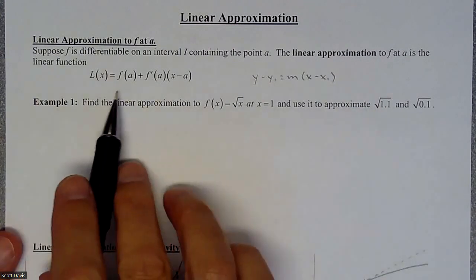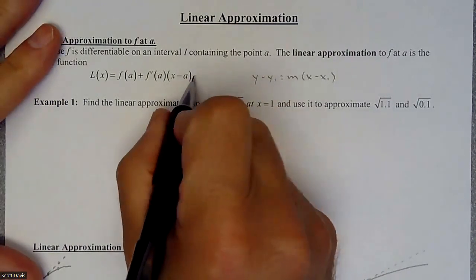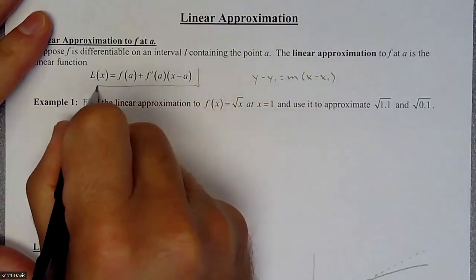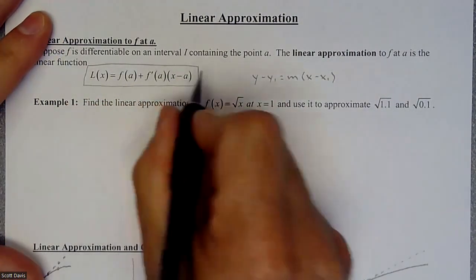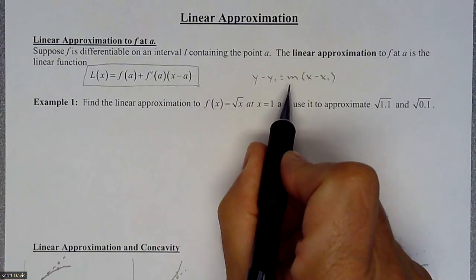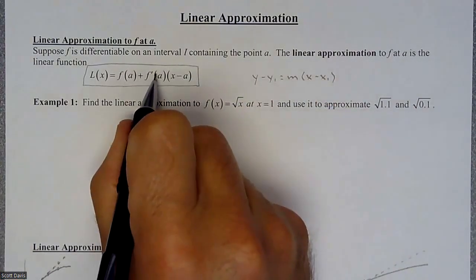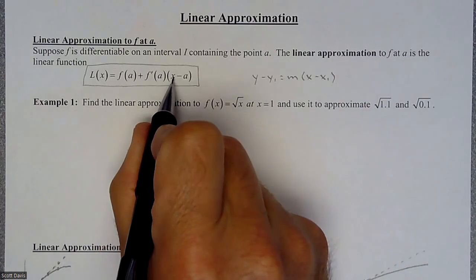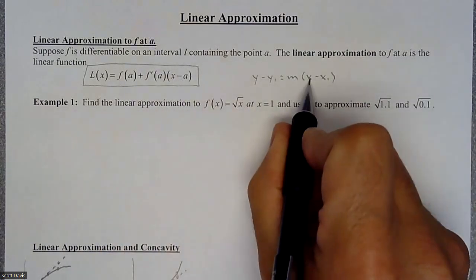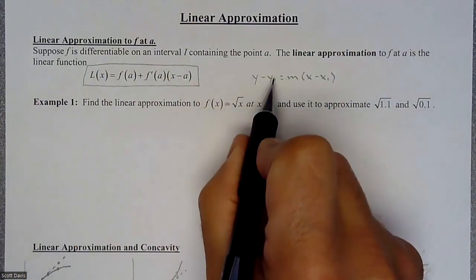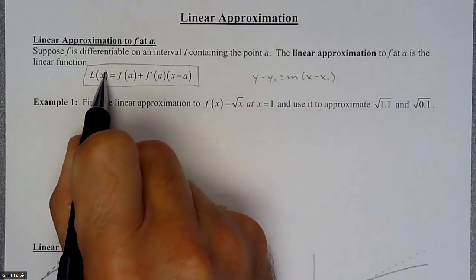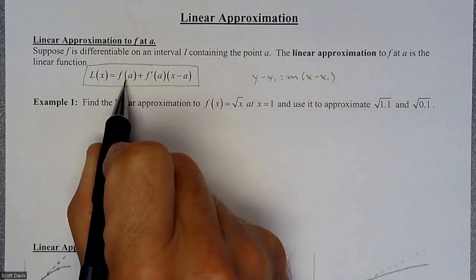So here's our formula that we're going to use for this. And it actually comes from your point slope formula. So you're going to have a slope times x minus a, which is a slope times x minus x1. And then this y1 just gets shifted over to the other side, and that's that value, right?